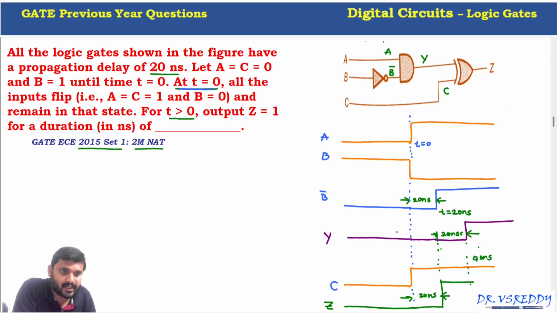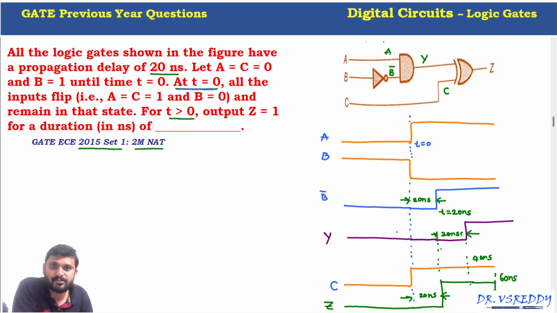At 40 nanosecond, output Y becomes 1, then C equal to 1. Both are 1 at 40 nanosecond, then Z becomes 0. If both inputs are 1, then the output is 0 for this XOR gate. But it required another 20 nanosecond to update this output. Now this is at 60 nanosecond.